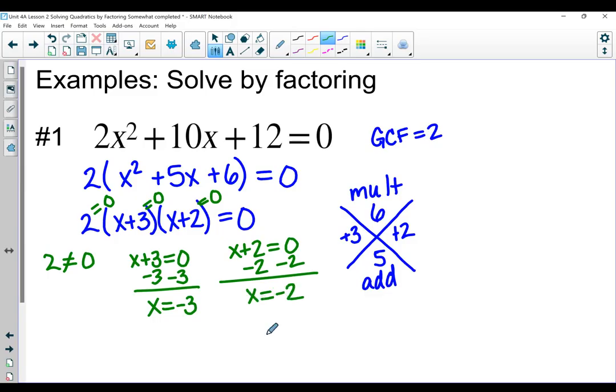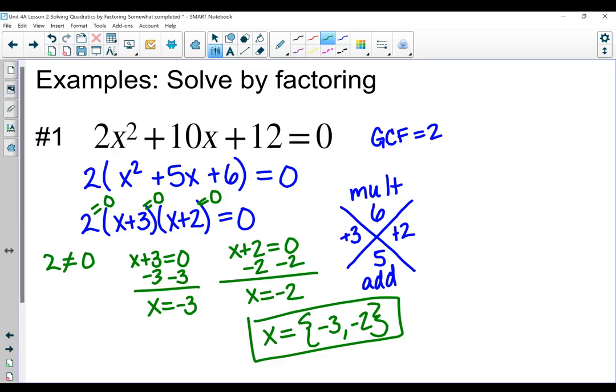Now, proper math notation does ask us to write our answers in curly brackets from least to greatest. However, we're really looking for the skill here. So if you can get our two solutions and somewhere on the paper, circle them, maybe to be nice, we'll give you full credit for that, even if you don't use your curly brackets.